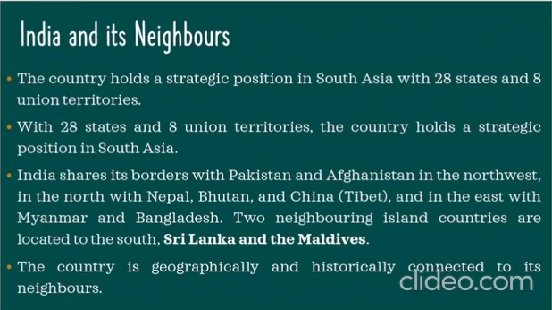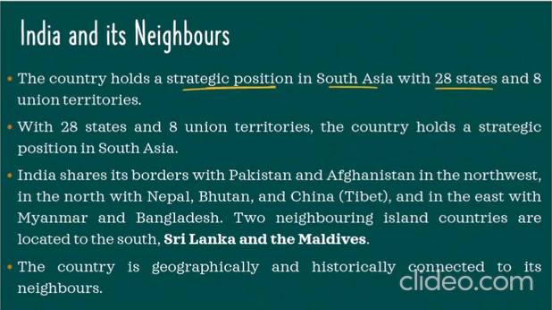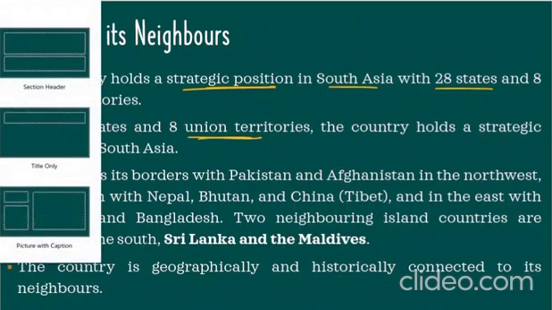Now, the last part of the chapter is India and its neighbors. India holds a very strategic position in South Asia with 28 states and 8 union territories. Now, what are the 8 union territories? That's very important to understand. Union territories are governed by the central government, and in a union territory there is no Rajya Sabha. So that is the main thing.